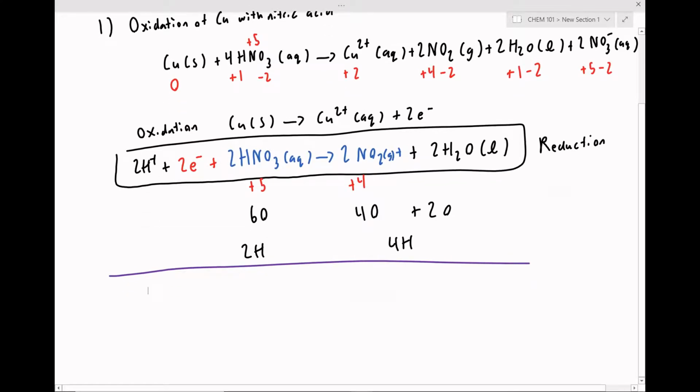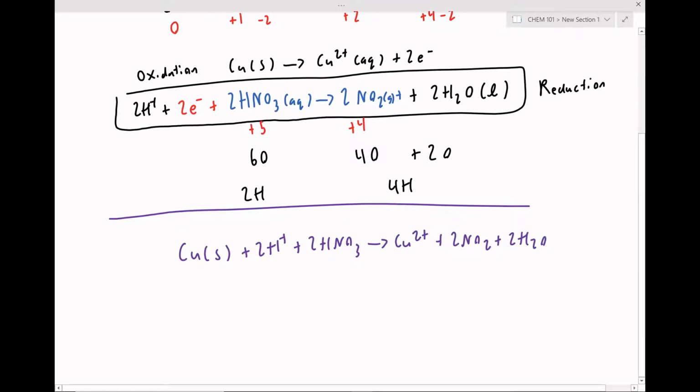So first and foremost, we have copper solid plus 2HNO3 leads to copper 2 plus, 2NO2 plus 2H2O. Okay, so far so good.